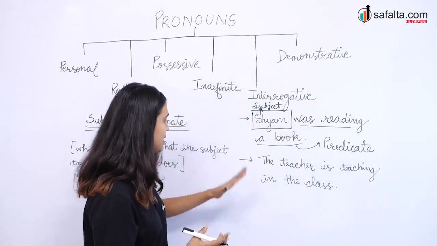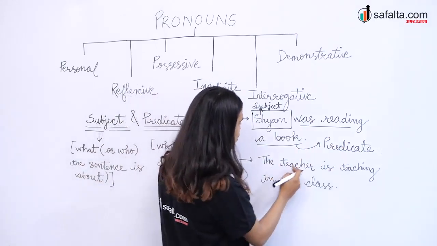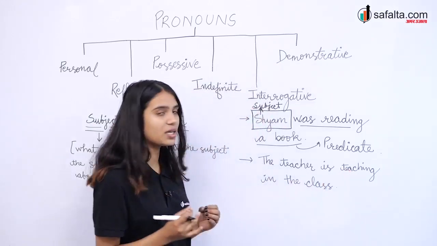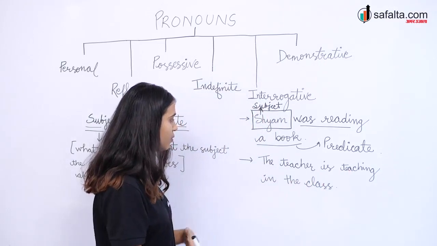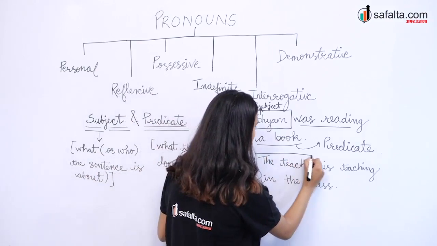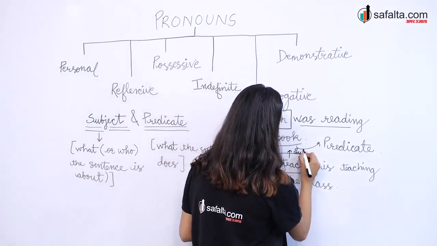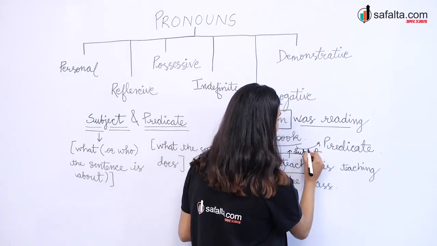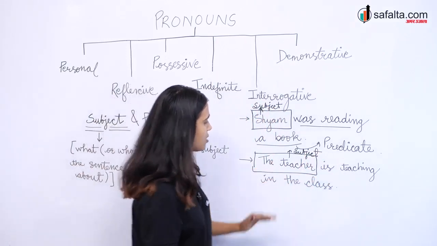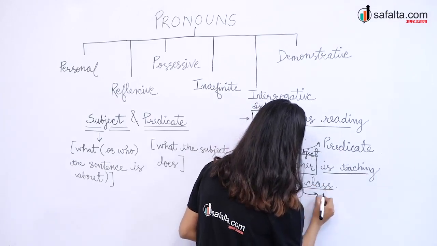Now let's read the second sentence and I want you to answer. The teacher is teaching in the class. In this question, again, ask yourself, who is teaching in the class? The answer is the teacher. So the teacher becomes the subject here. And what is the subject doing? The subject is teaching in the class. So is teaching in the class becomes the predicate.